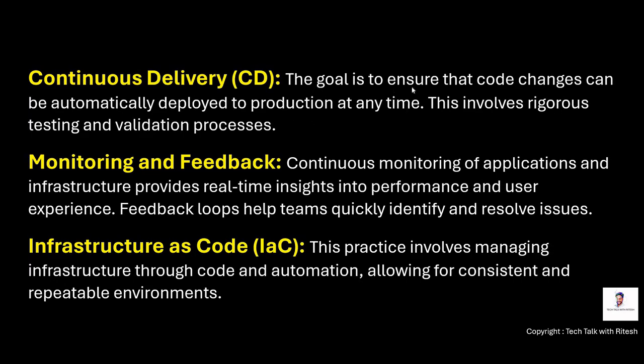Continuous delivery. The goal is to ensure that code changes can be automatically deployed to production at any time. This involves rigorous testing and validation processes. Monitoring and feedback. Continuous monitoring of applications and infrastructure provides real-time insights into performance and user experience. Feedback loops help teams quickly identify and resolve issues. Infrastructure as code, IAC. This practice involves managing infrastructure through code and automation, allowing for consistent and repeatable environments.